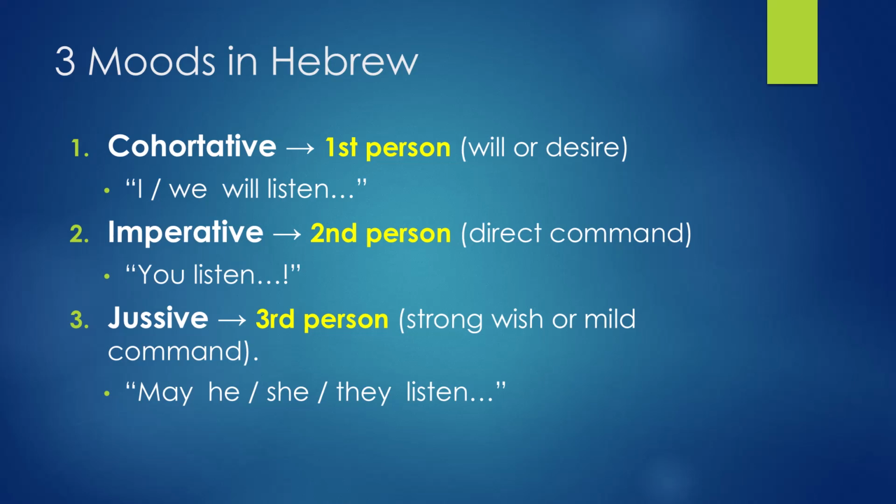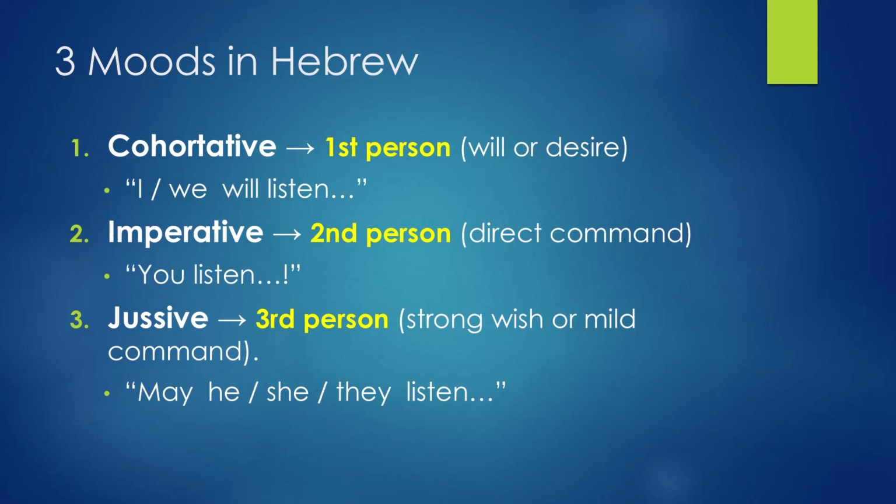And just to repeat the most important thing, cohortative shows a will or desire, and cohortative uses first person. Imperative shows a direct command, and that uses second person. The jussive shows a strong wish, and that uses a third person. So that is the most important thing when it comes to Hebrew modes. There are three. You have cohortative, imperative, and jussive.